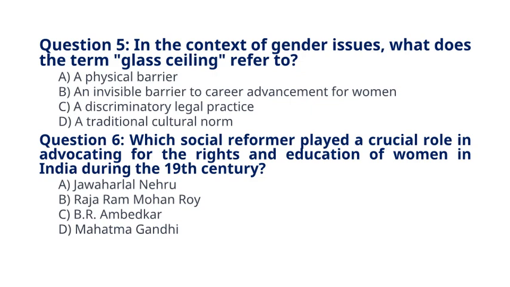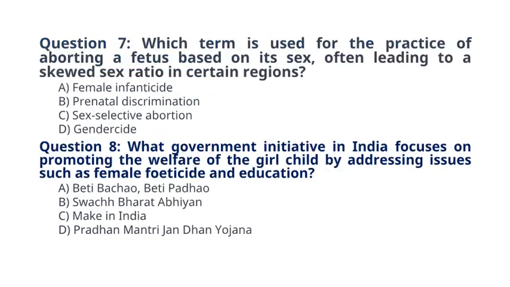Raja Ram Mohan Roy. Question 7. Which term is used for the practice of aborting a fetus based on its sex, often leading to a skewed sex ratio in certain regions? A. Female infanticide. B. Prenatal discrimination. C. Sex-selective abortion. D. Gendercide. The correct answer for question 7 is option C.